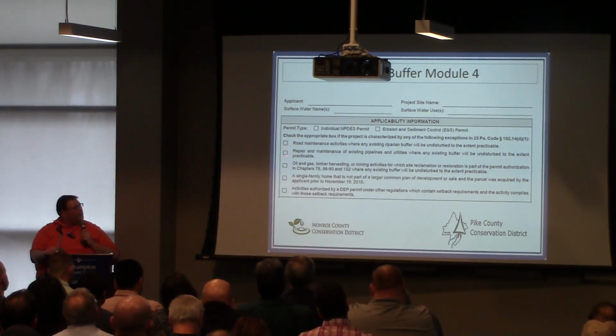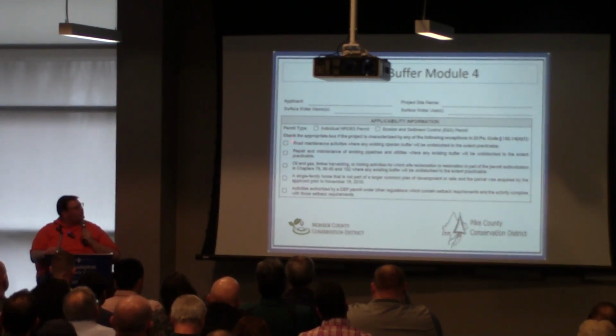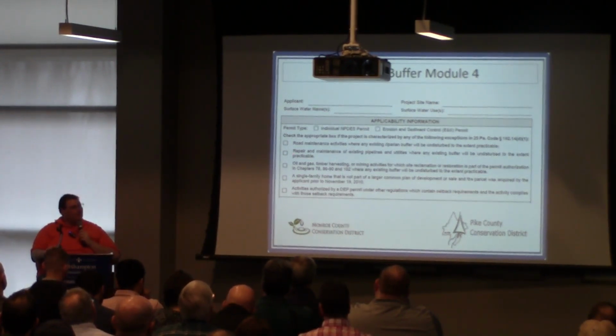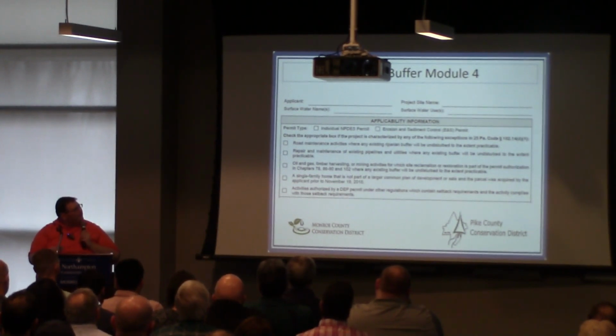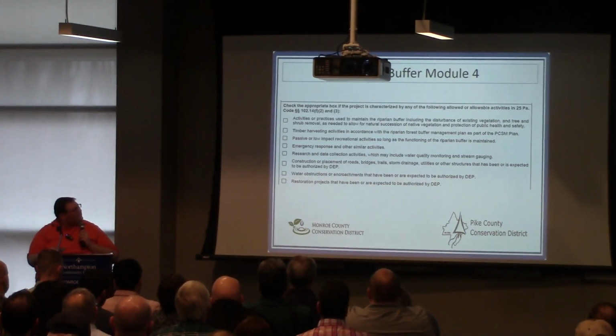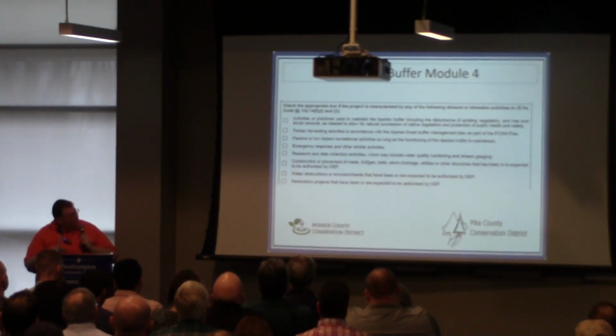You may have portions of your project that are applicable for road maintenance or repair, and then you'd have other parts of your project that are not. So the way that you would fill this out is, if a portion of it is, you would check it, but you're also going to have to fill out the remaining portions as we go through.